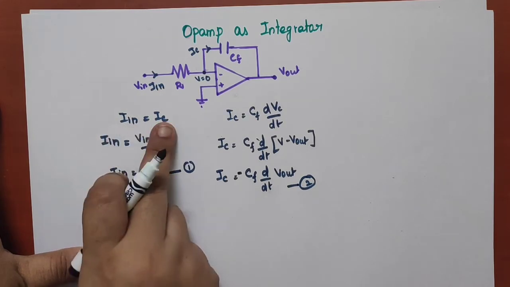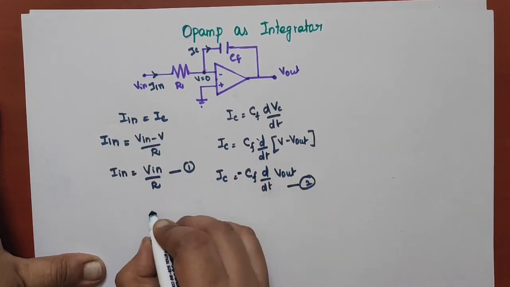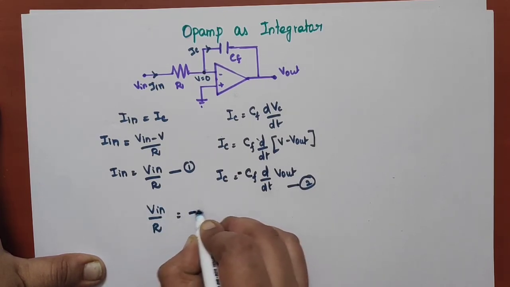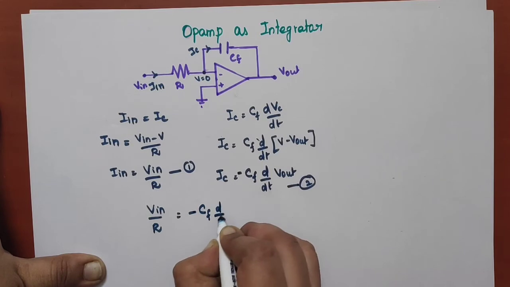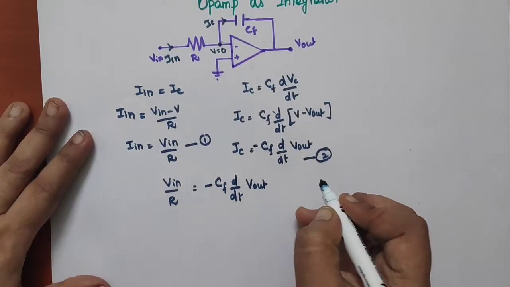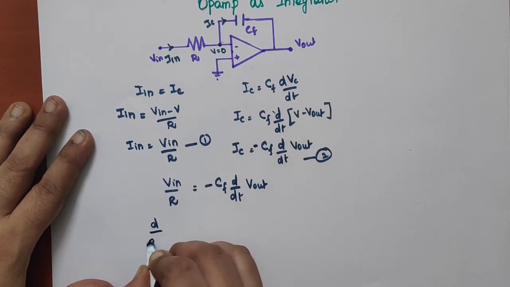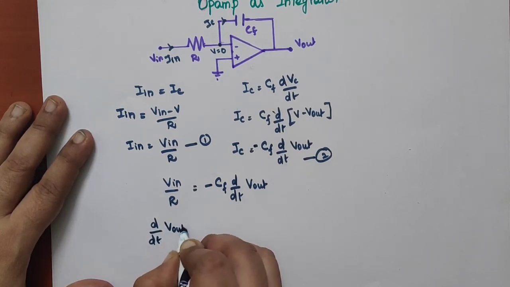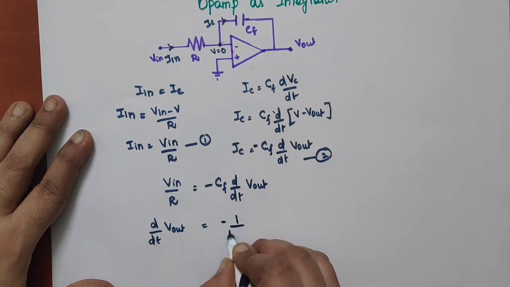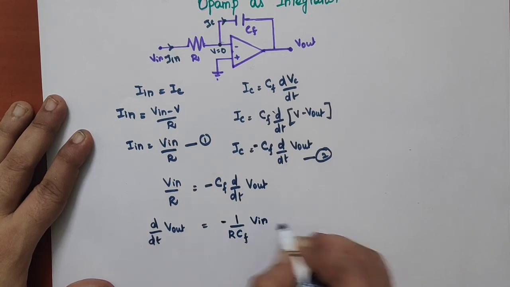So, we already mentioned In is equal to IC. So, we can equate both these equations. Vin by R is equal to minus CF d by dt of V out, or d by dt of V out is equal to minus 1 by R into CF times V in.